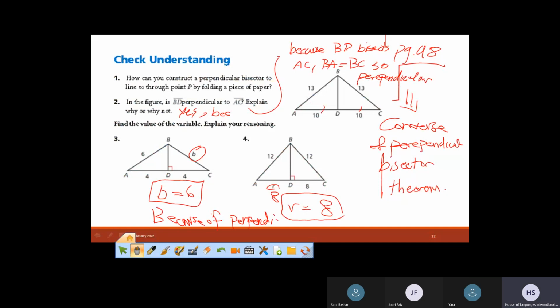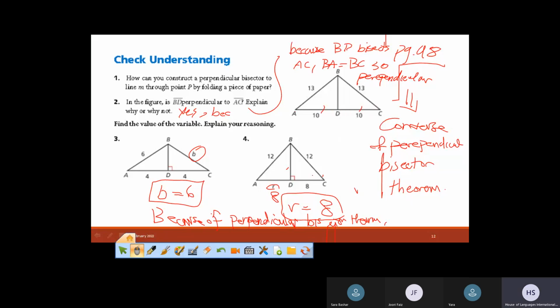Yes, because they are equal distance, they will be bisected. Here, because it's perpendicular and it's a bisector, they are equidistant. Here, they told you that they are perpendicular and equidistant, so they have to be bisected.